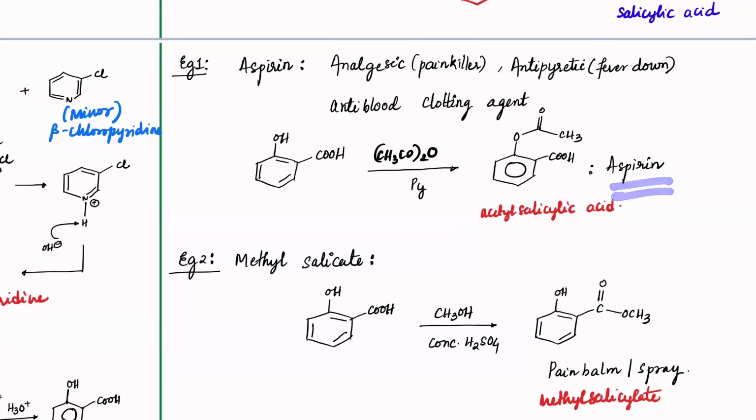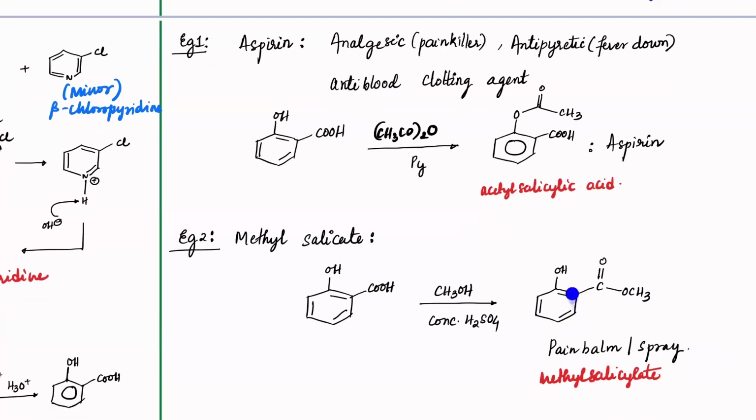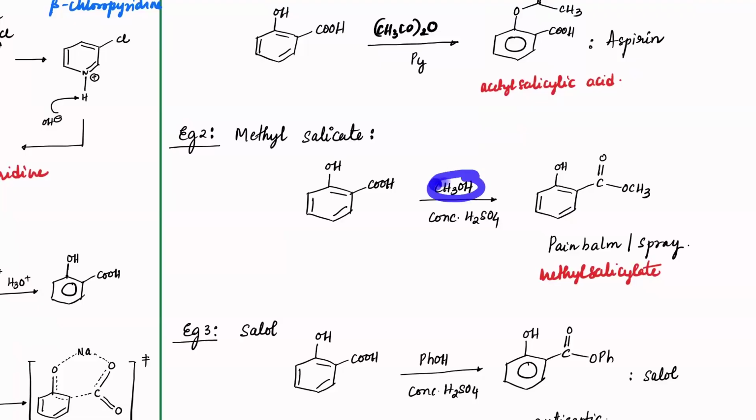So it is aspirin. Next, methyl salicylate. When you use methanol, now this acid and alcohol together will make an esterification. So you'll get this as methyl salicylate. Methyl salicylate, also known as the oil of wintergreen, which I told you, is mainly used as a pain balm or a spray, the pain killing sprays which you have, or Jendu balm, if you remember, Moov, Volini, all of these kinds of ointments have methyl salicylate in them.